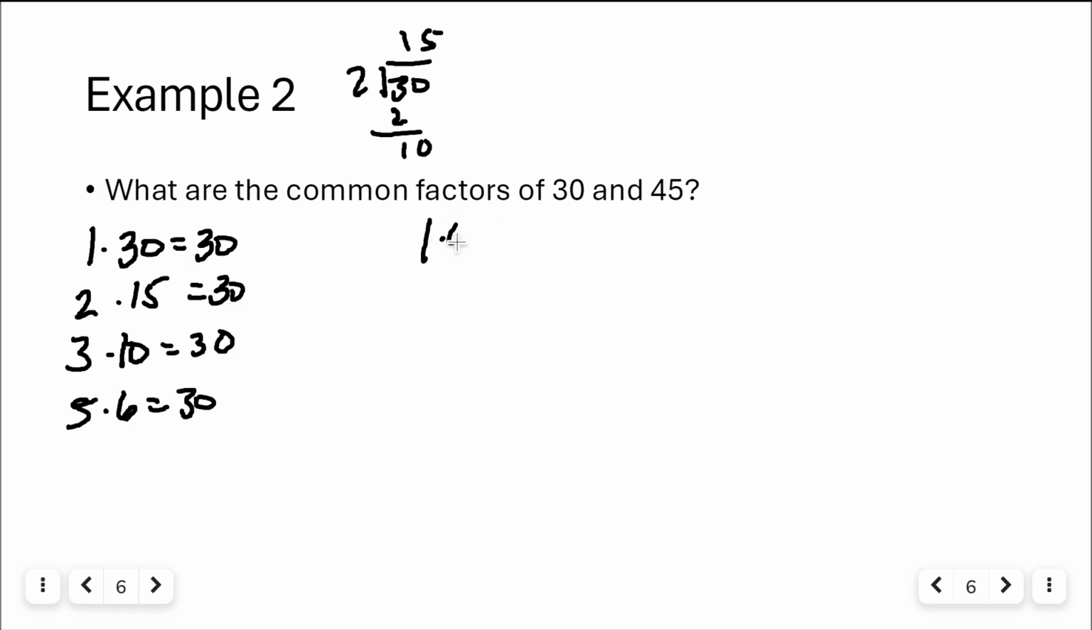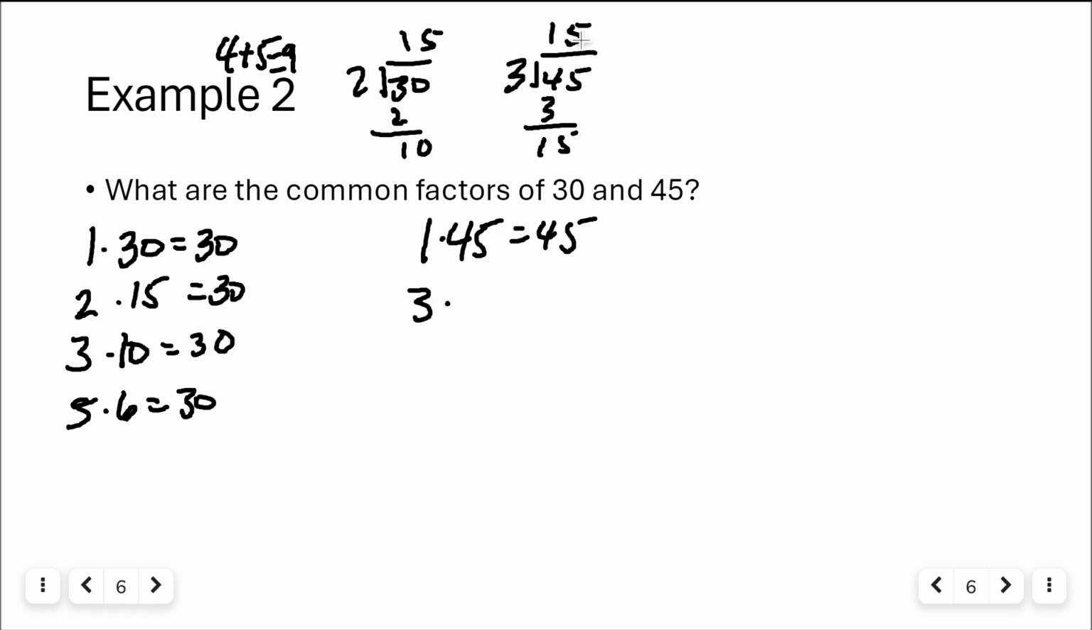45. 1 times 45 is 45. 2 doesn't go in because that's an odd number. 3 does go in. 4 plus 5 is 9, and 3 divides into 9. So 3 has to divide evenly into 45. Let's see. 3 goes into 4 one time. 1 down. 3 goes into 15 5 times. 4 does not. 5 definitely does. 5 times 9 is 45. 6, 7, and 8, nope. And that's it.